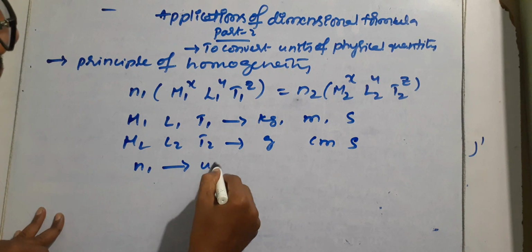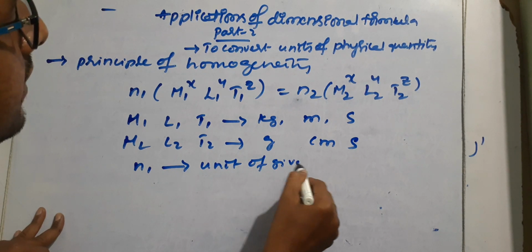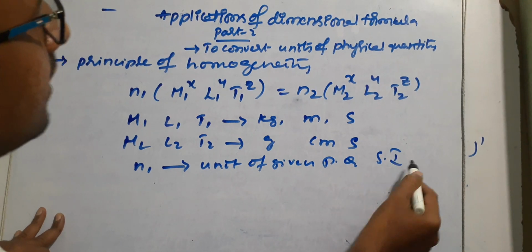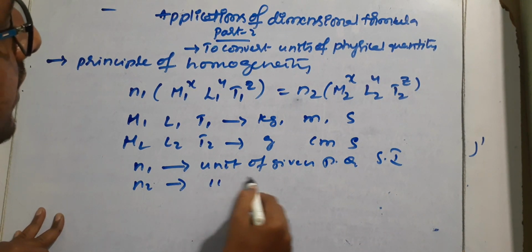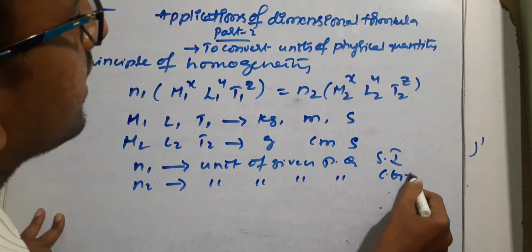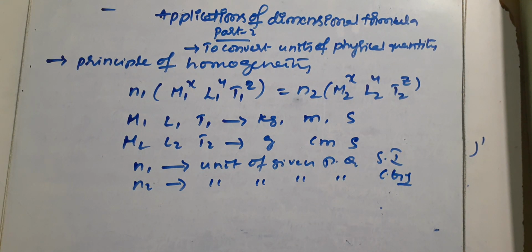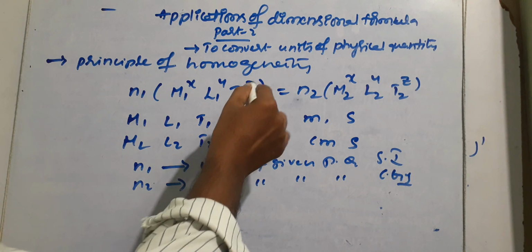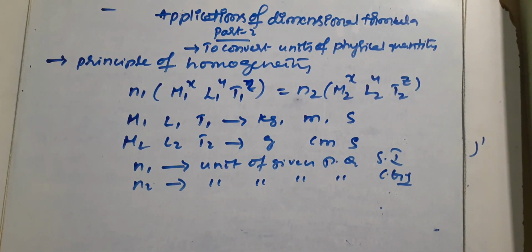So N1 is the unit of the given physical quantity in the SI system and N2 is the unit of the given physical quantity in the CGS system. Using this formula we can convert the unit of a given physical quantity from one system into another system. The standard principle of homogeneity here is N1 of M1 power X, L1 power Y, T1 power Z equal to N2 of M2 power X, L2 power Y, T2 power Z.